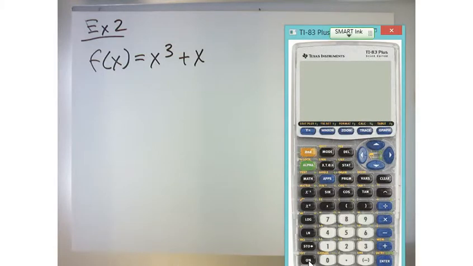And here's what we're going to do. I'm going to graph this x cubed plus x. Okay? And we're going to look at this.